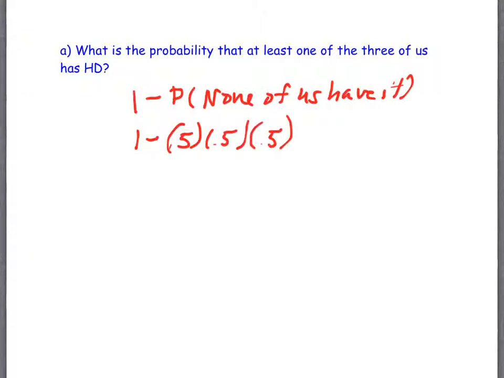So what does that work out to being? You're right, it's 1 minus 0.125. Okay, and then what is that when we subtract? So there is an 87.5% chance that at least one of my brother and my sister and I will have this disease. That's really high.